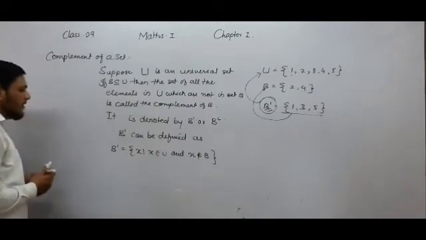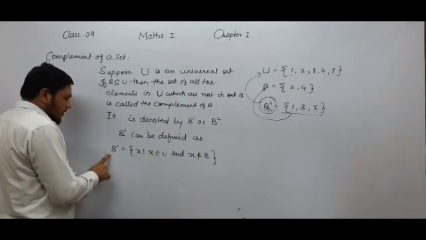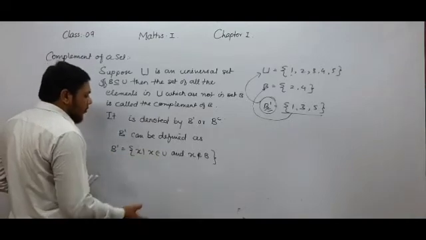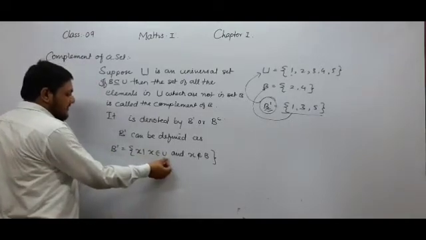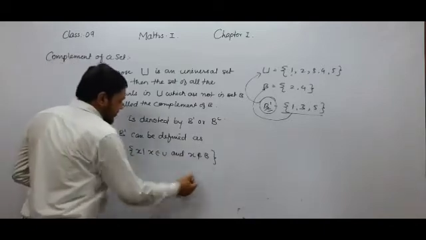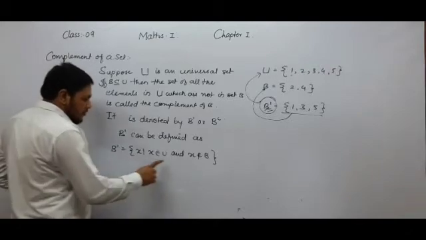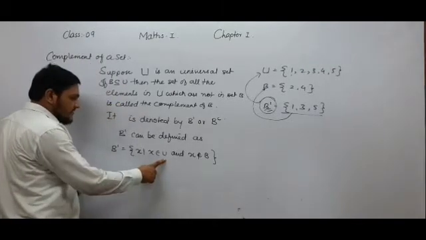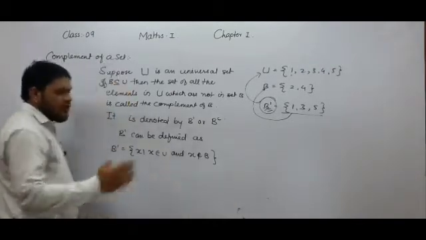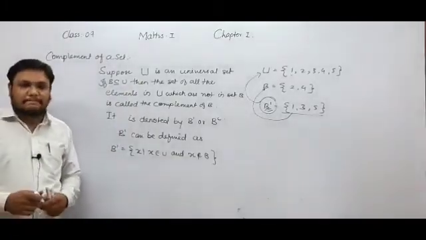So student, remember that if you are taking the complement of B, then this set will contain all the elements which are in set U, except those elements which are in set B. Means the elements of B complement should be from the universal set, that is U, and those elements are not in set B. So this is called the complement of set B.